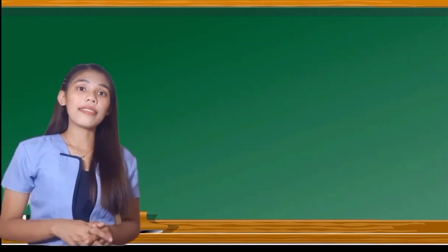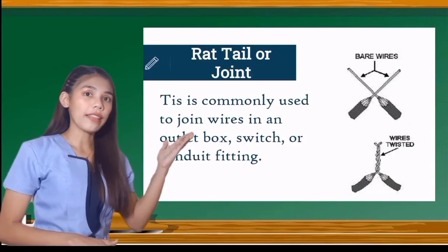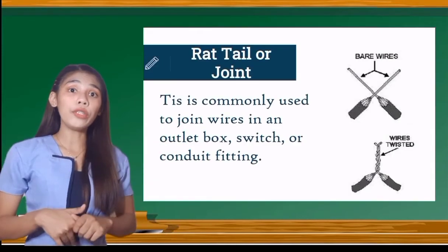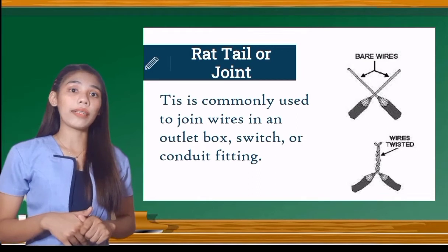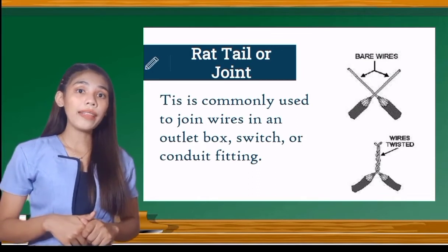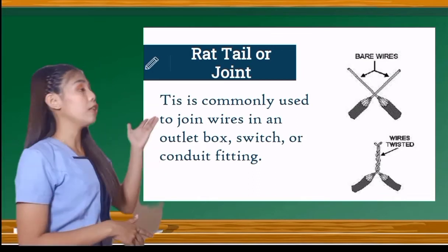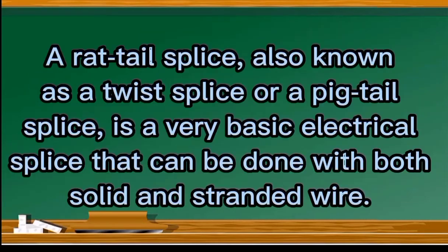The first one is the rat tail joint. It is commonly used to join wires in an outlet box, switch or conduit fitting. This is what a rat tail joint looks like. In addition, a rat tail splice, also known as a twist splice or a pigtail splice, is a very basic electrical splice that can be done with both solid and stranded wire.